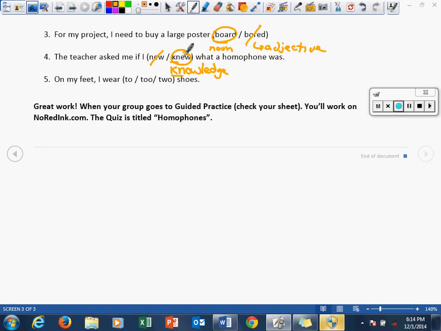And number 5. On my feet, I wear 2 shoes. Again, we know that this first one has to do with going or giving. And you're not going shoes, you're not giving shoes. You might give shoes, but not in this sentence. The second one has to do with too many. There aren't too many shoes on your feet. Hopefully not. And so we're really looking for the number, which is this last one. 2, the number 2, I'm wearing 2 shoes.